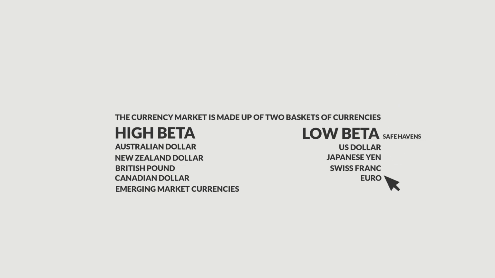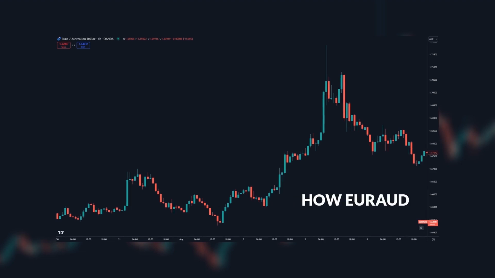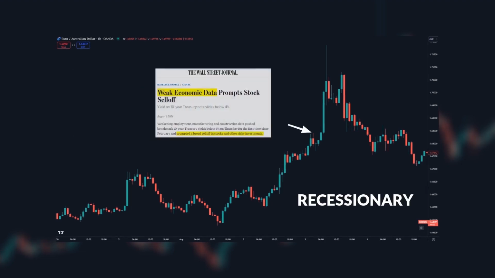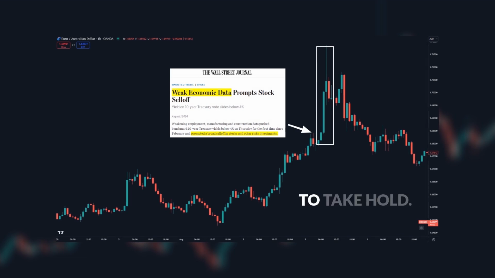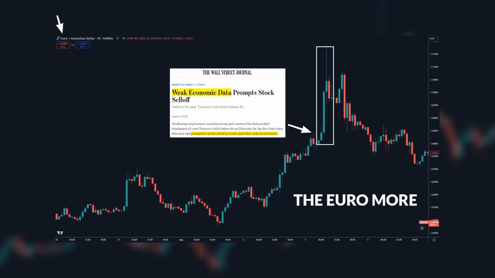Obviously, with the exception of the euro. The euro is not a safe haven, but still, you need to keep in mind it's a low beta currency. So you will see the euro outperform the likes of the Australian dollar and the New Zealand dollar in risk-off events. For instance, here is exactly how Euro-Aussie moved in early August when those recessionary fears that we mentioned earlier started to take hold. So despite the euro not being a safe haven, or despite Euro-Aussie having nothing to do with the US data, still, the sentiment made a lower beta currency like the euro more attractive than a high beta currency like the Australian dollar.